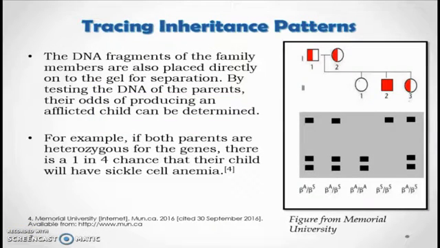Besides that, RFLP markers can help us to trace inheritance patterns. The DNA fragments of family members are also placed directly onto the gel for separation. For example, if both parents are heterozygous for the gene, there's a 1 in 4 chance that the child will have sickle cell anemia.